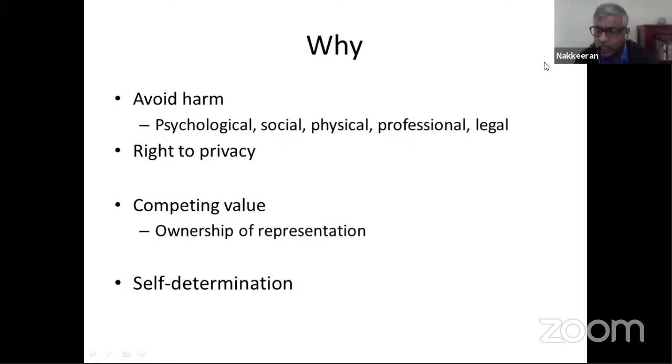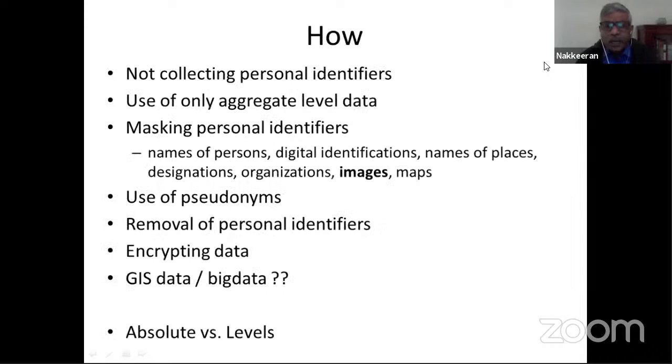Therefore, anonymization is not a one-size-fits-all situation. It has to be reflectively engaged in the field. We can talk more about it when we come to discussion, if you want to discuss more.